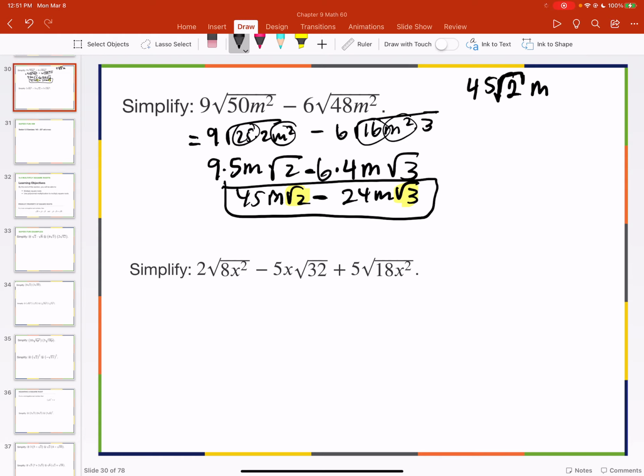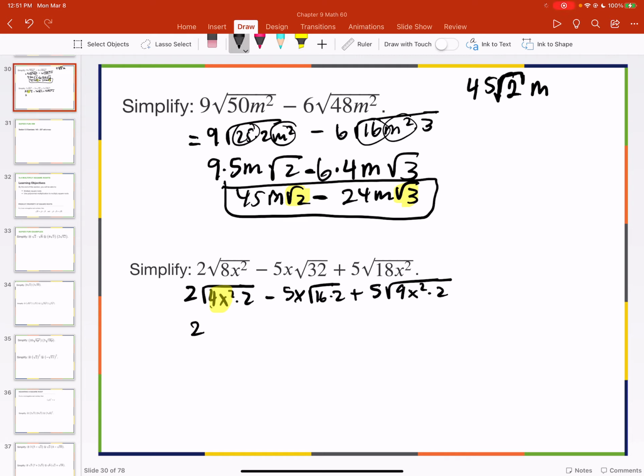All right, let's do this one here. So 2 times, and then we have 4. 8 is 4 times 2, right? So x squared times 2. Here, I'm putting the perfect squares together. Minus 5x. 32 is 16 times 2. Plus 5 times, and then you have 9, and then x squared times 2, because 9 times 2 is 18. So then fine, let's keep going to this part here.